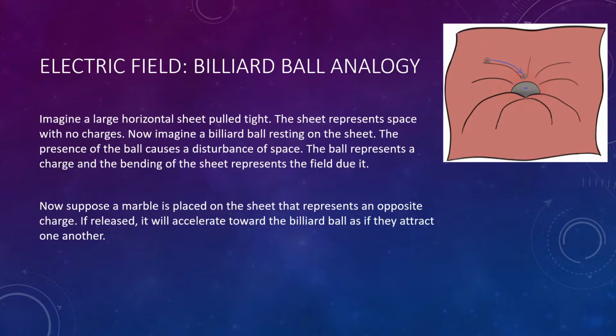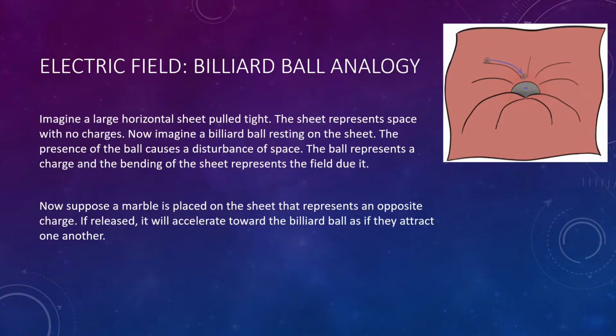So to visualize an electric field, consider a large horizontal sheet that is pulled tight, perhaps like a spandex material. That sheet represents space, with no charges, let's say. Now imagine placing something heavy in the middle of that, like a billiard or pool ball. The ball is going to cause the sheet to warp, to sag in the middle where the ball is located. In other words, it's going to disturb that space.